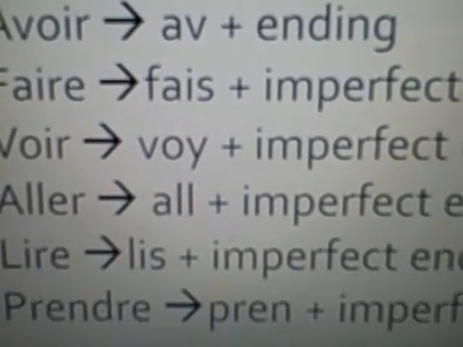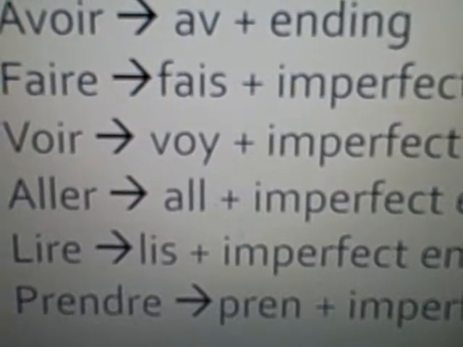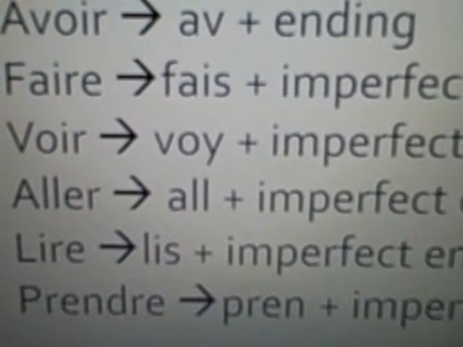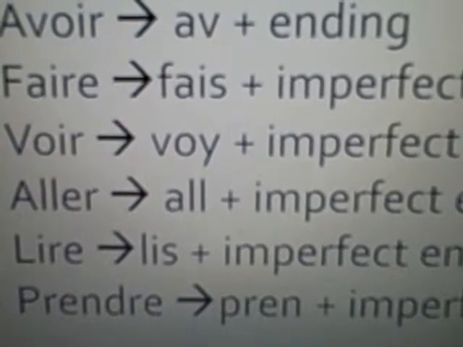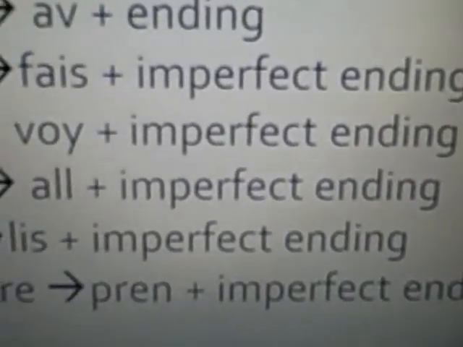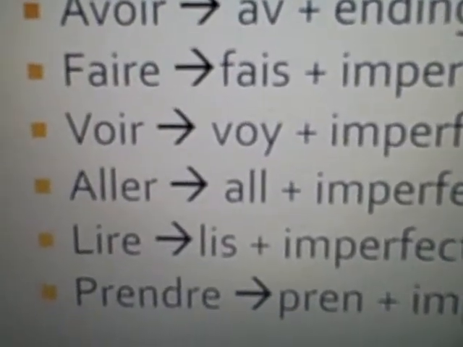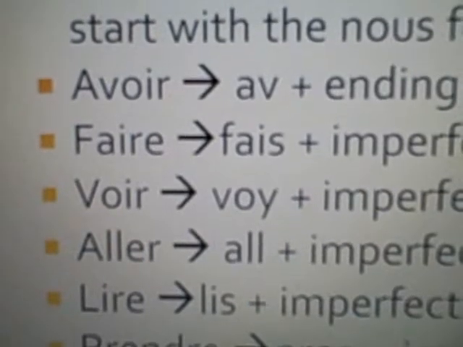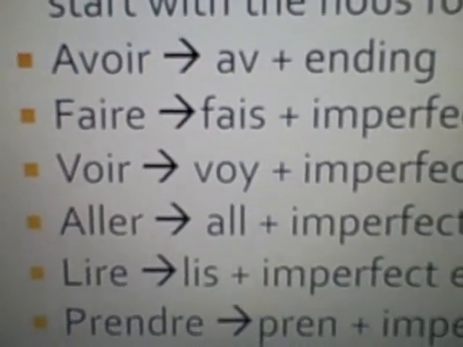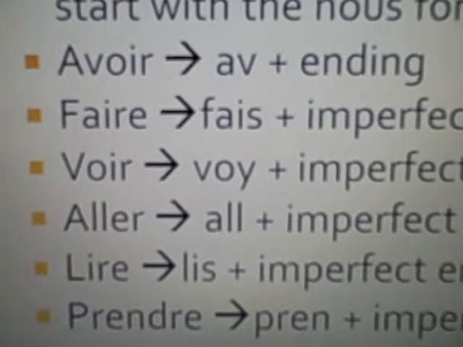Now we've got the verb prendre, the last one on this list. Its nous form is prenons, P-R-E-N-O-N-S. Take the ons off, we're left with P-R-E-N, add the imperfect ending, and you're in the imperfect. This is all pretty easy. The only thing that could trip you up is if you don't happen to already have the nous form memorized. If you don't know the nous form of these verbs, you need to spend some time studying it.